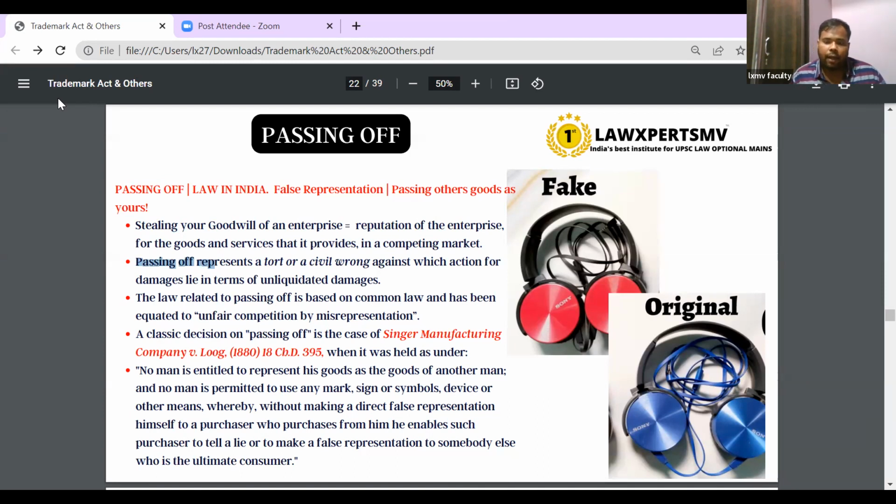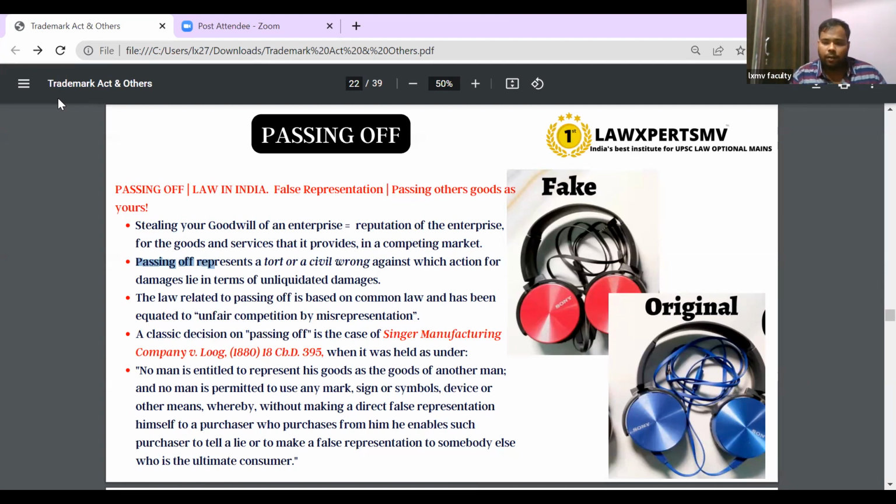Even under the Trademark Act, even unregistered trademark users can claim this passing off remedy, and using it, anyone can go to the court even though they have not registered under the Trademark Act. They can go to the court and say that this particular person is using my brand name, please do something about it. The court will apply the principle of passing off there.